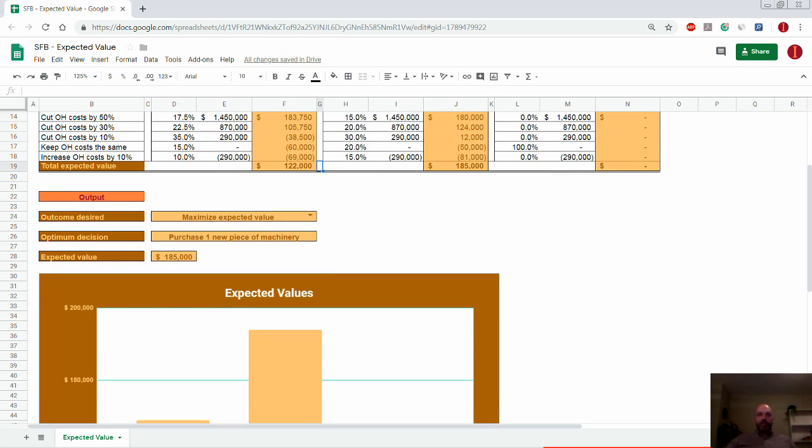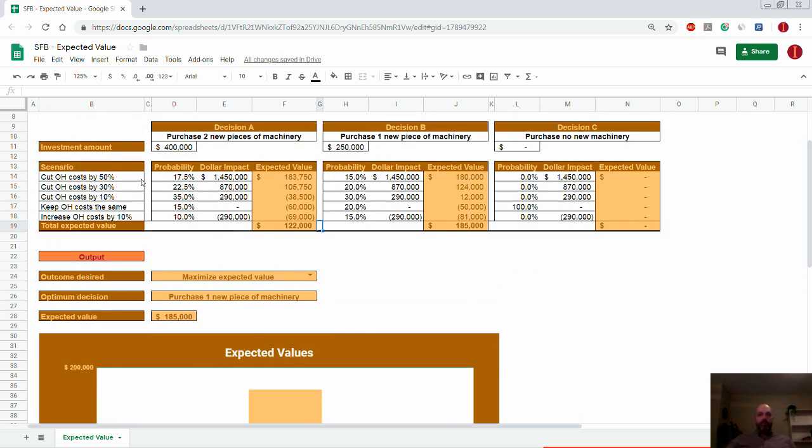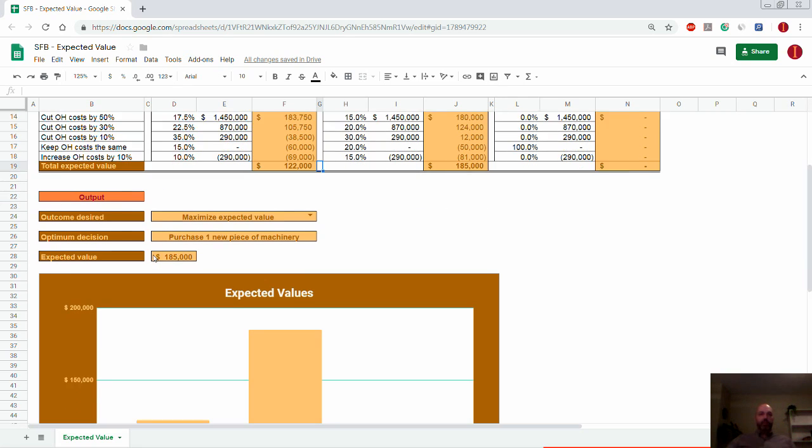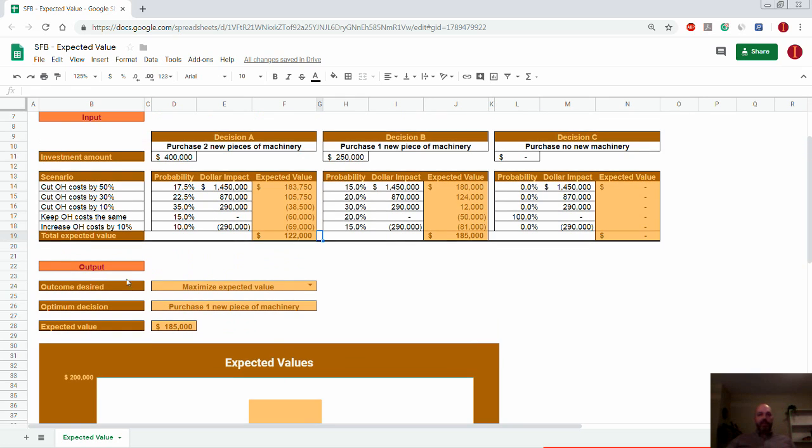Okay, so then we move on to output. That's it for the inputs. Not much there. And once you're done, like I said, pick your outcome desired. In this case, it's a drop-down menu, so we want to maximize expected value or minimize it. Again, you might want to minimize it if you're talking costs rather than revenue. Now, in this case, well, we do talk about costs here, but let me back up for a second before we get to output.